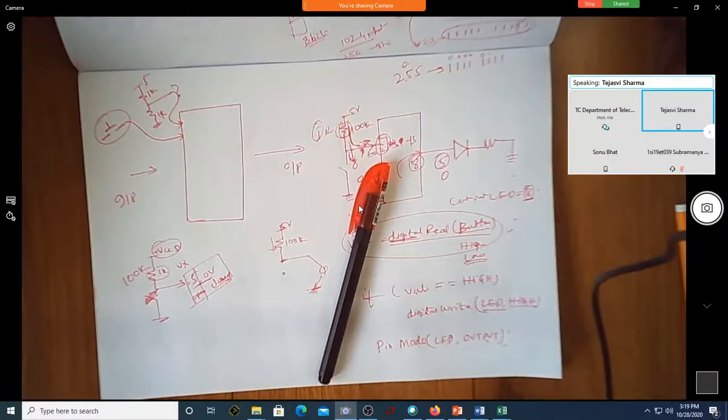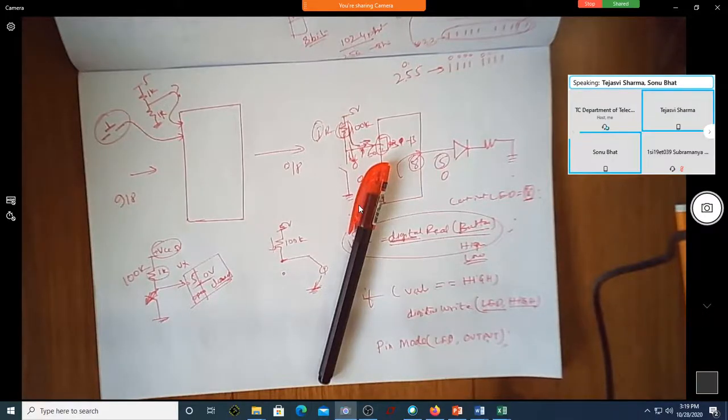Tejasvi, one question for you. Assume that the maximum voltage is 5 volt. If I want to get an average of 0.8 volts, what should be the duty cycle? Duty cycle. That's the word I was missing, sir.